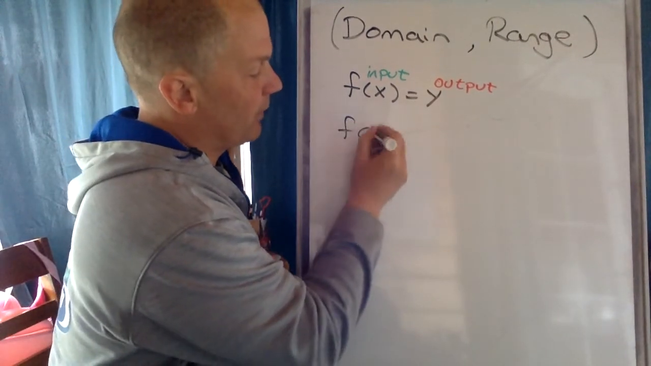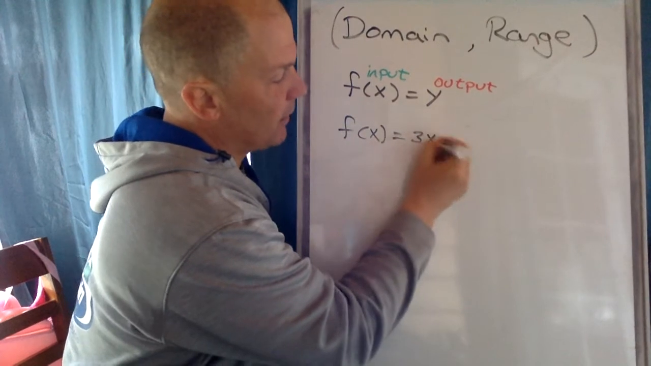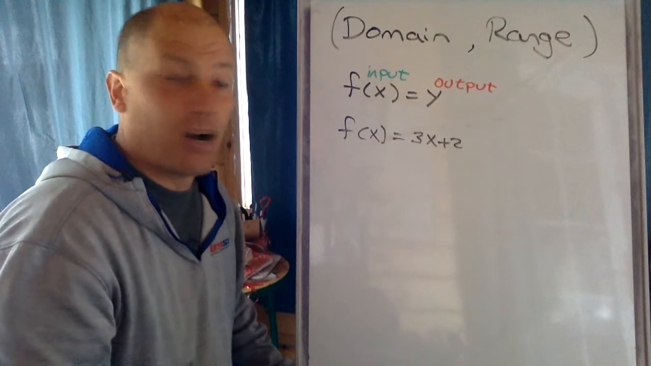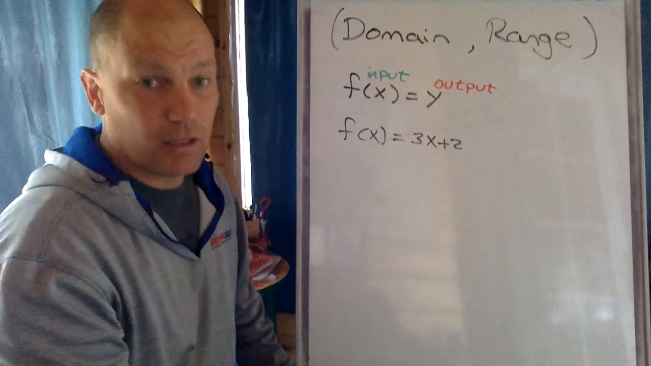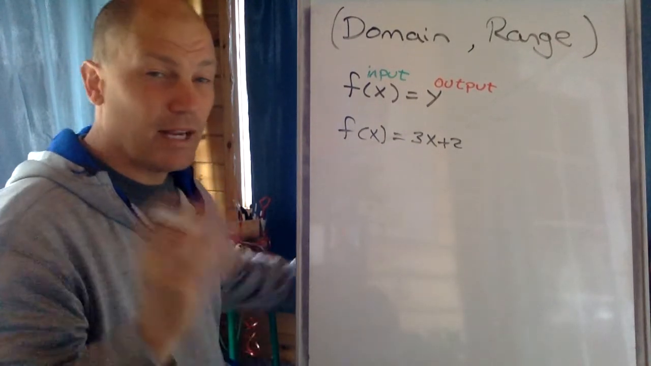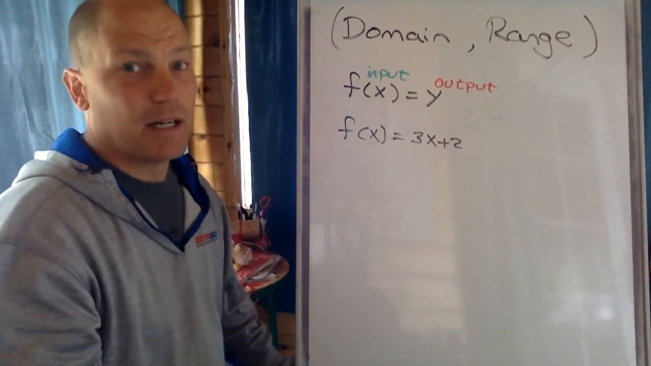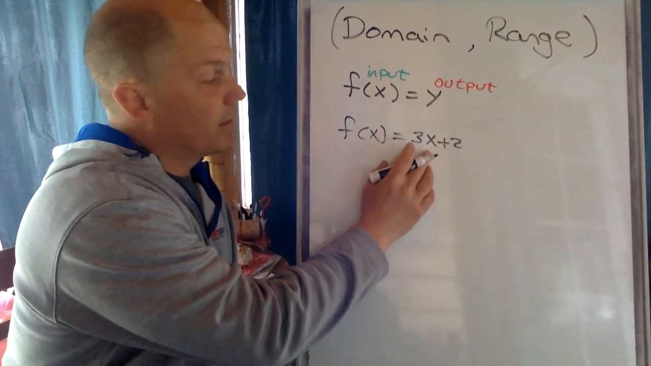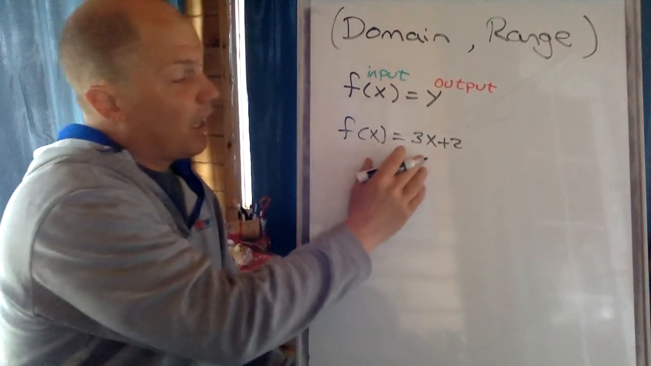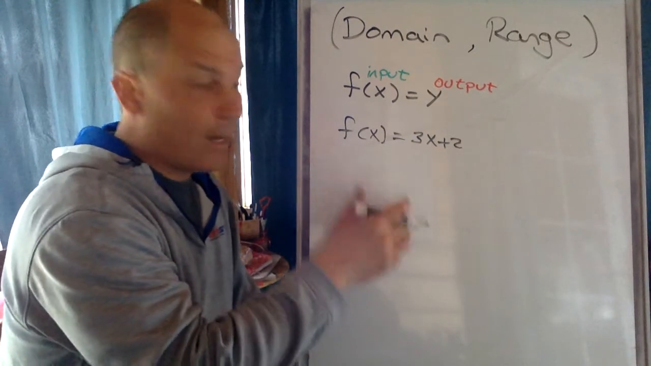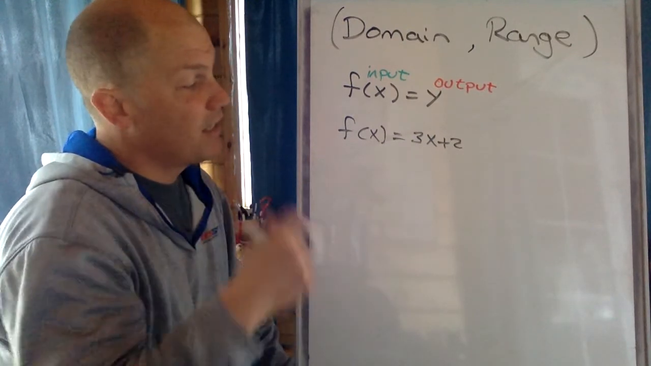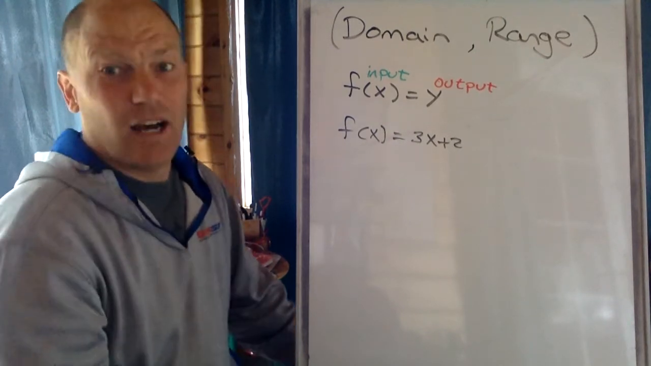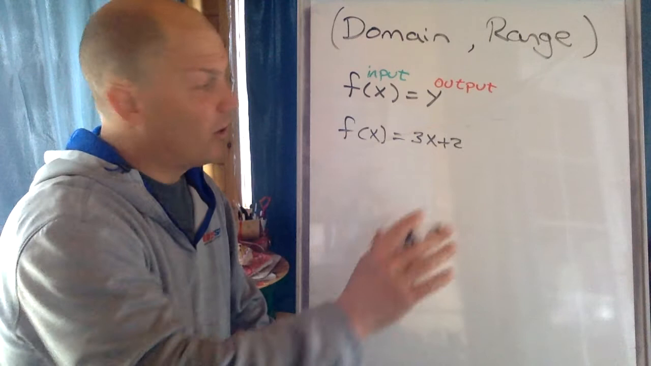If we do f of x equals 3x plus 2, I think most of you realize that there are no x values that I'm not allowed to plug into this, right? I can plug in every x value and it'll be fine. I can plug in 0 and I'll get an answer of 2. I can plug in 100 and I'll get an answer of 302. I can plug in negative 5,000 and I would get an answer of negative 14,998. Doesn't matter, right? I can plug in all numbers.